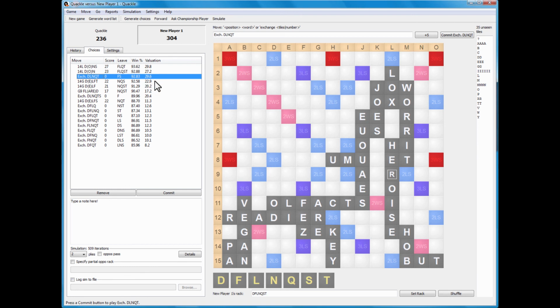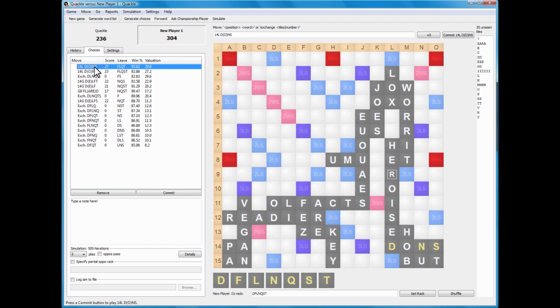But the equity valuation is quite significant. It's 6.7 points, so nearly 7 points of differential, and that really reflects how hot that F spot is. The whole reason why the exchange is performing well in this simulation is because of the ability to utilize that F spot in front of locks. And also what's good about the change is you're getting rid of the Q, which is a problem tile. Now, interestingly, that was the comparison I made, but neither of these moves were the best.